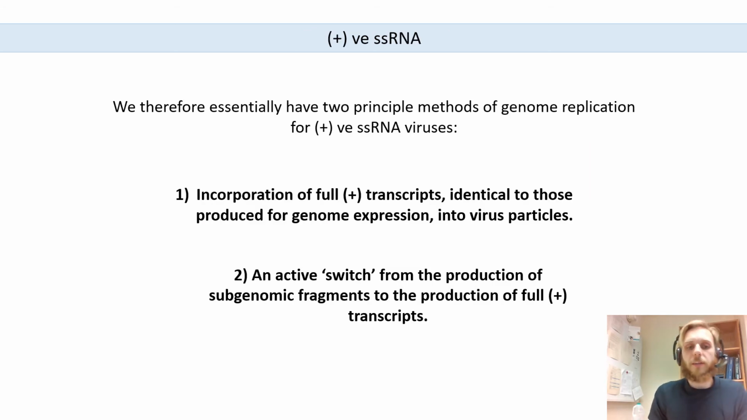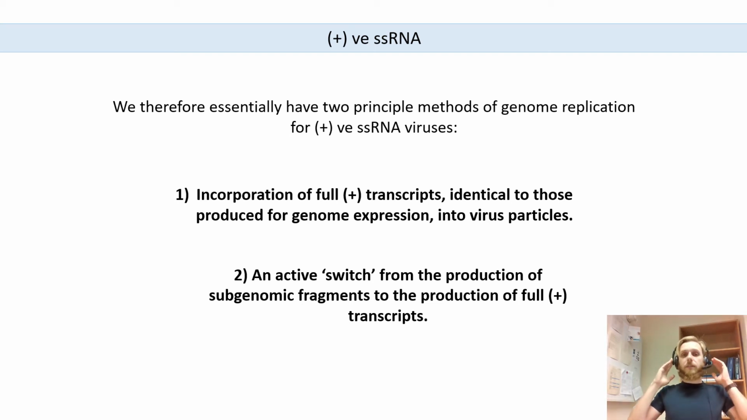So to summarize what we've just talked about, we have two mechanisms for genome replication in these positive sense single-stranded RNA viruses. The first is really easy. It's the same as genome expression. You have positive genome that is copied into a negative copy, then this negative copy is used to produce a positive copy, and this positive copy is the genome. It's identical to the original genome, so it's packaged into new virus particles.